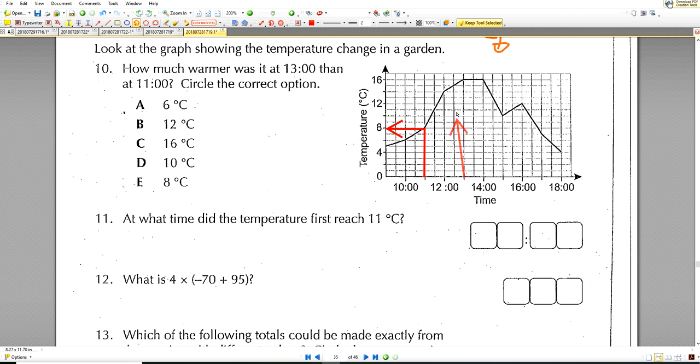1200, 1300 hours is here. We go up, we hit the graph. Let me just straighten that up. Okay, lovely. So we can see there we're looking for the difference between 16 and 8, and that will give us an answer of 8. Done.